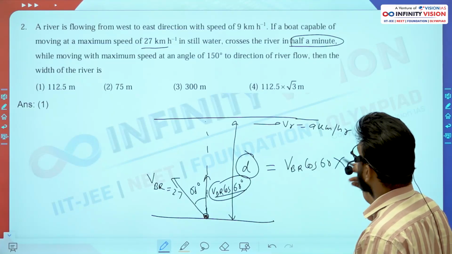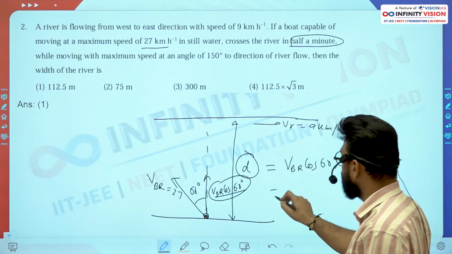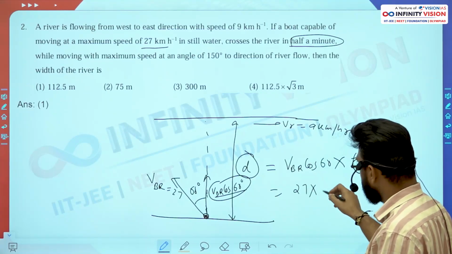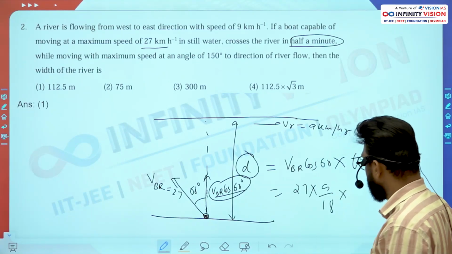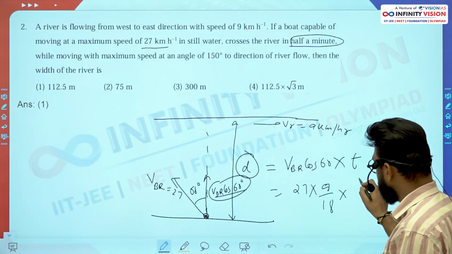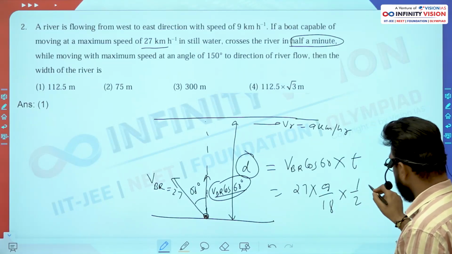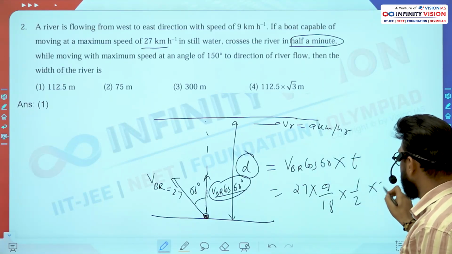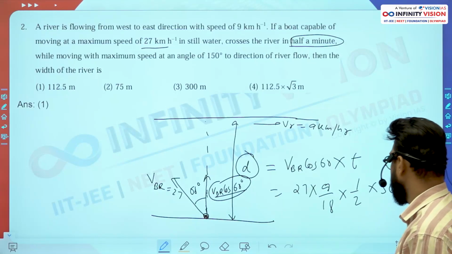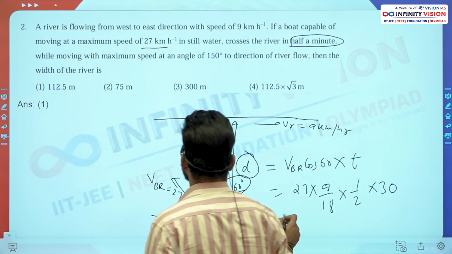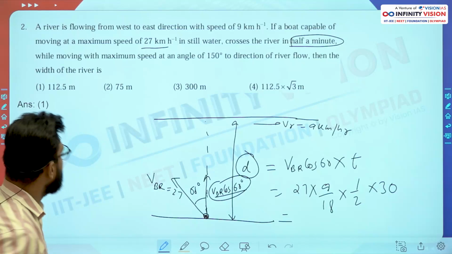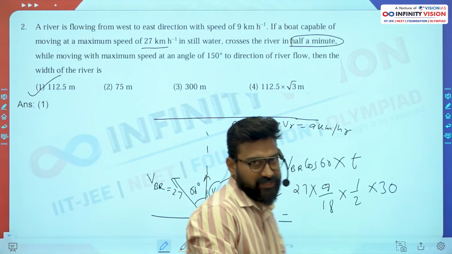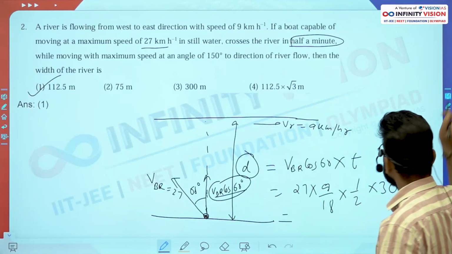The time is half a minute. Let it be t. So VBR is 27 converted into meter per second, so multiply by 5 by 18. Then cos 60 is half, and the time is given as half a minute, that means 30 seconds. Okay, again solve this, and the width of the river will come out to be approximately 112.5 meters. Okay? This question is quite easy.